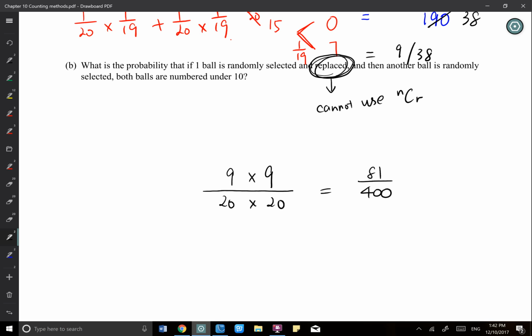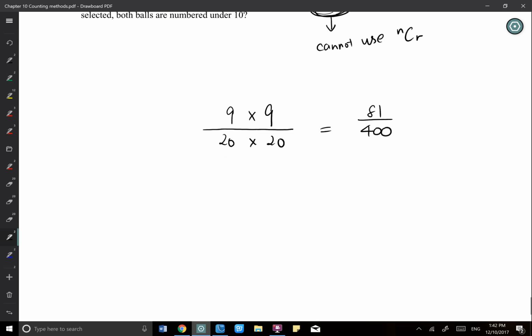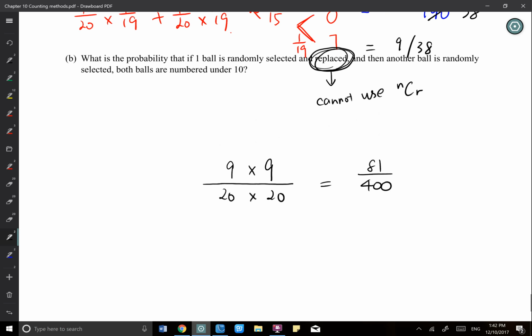Okay, any questions? Nope. Okay, with replacement and without replacement is a big difference. One you use NCR and the other one you can just use the random thinking method: what I can have for the first, what I can have for the second.